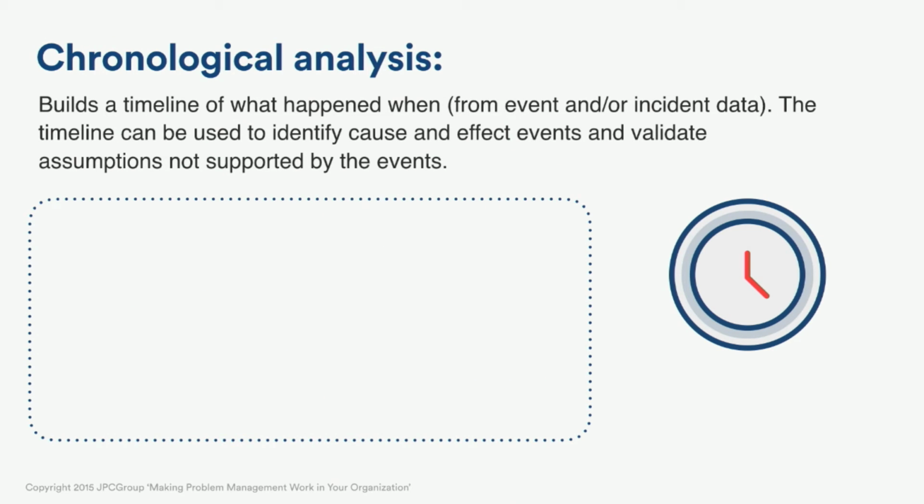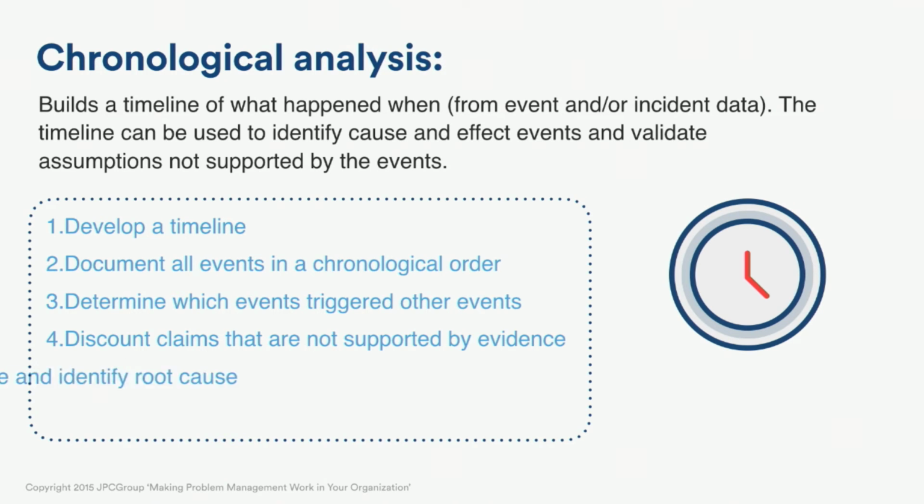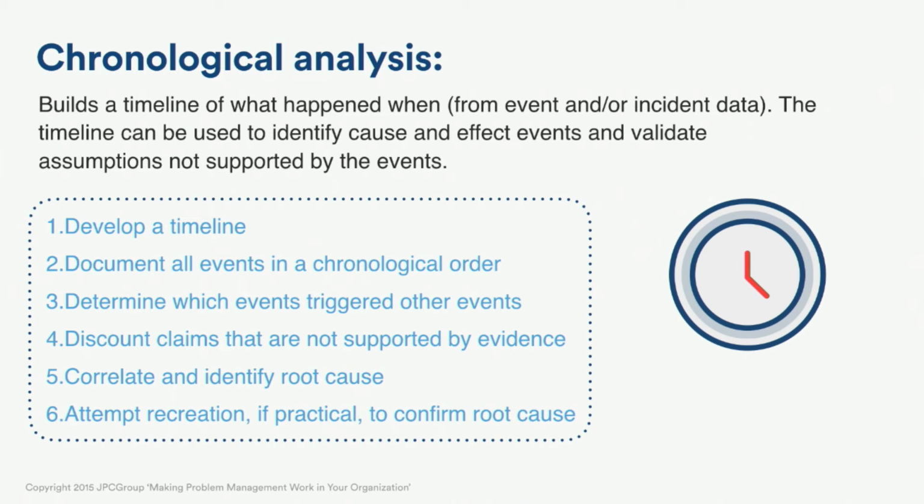The next one is chronological analysis, and this really is: do I understand what happened? Can I put all the steps of things that occurred in place? Do I have a timeline? Do I get all the events in chronological order, which means sometimes I have to go into the logs to see what's there. I may have to see what other events triggered things, and what individuals did along the way that didn't get recorded. I want to get evidence, not just anecdotal stories of what happened, but what really occurred. Then I can correlate and identify the root cause. Hopefully I can recreate it, which makes it much easier to solve.